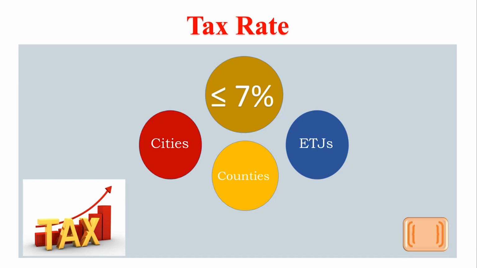The most common local limit is 7%. Most cities are allowed to set a hotel tax in their city limits of up to 7%. Many counties are also able to set a hotel tax rate up to 7%. Cities with populations less than 35,000 may also impose a hotel tax in their extraterritorial jurisdiction, as long as the combined city, county, and state taxes do not exceed 15%.